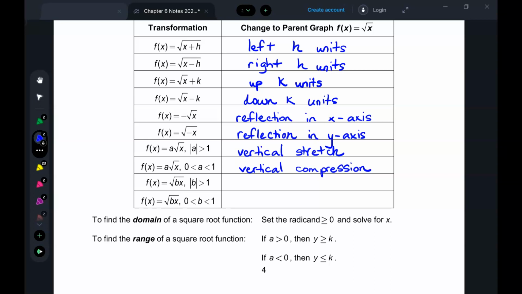Now, this is a new one. What happens, do you think, if underneath the square root there's a number multiplying x? We're going to have a horizontal compression or horizontal stretch. What do you think? Let's think of a couple of numbers real quickly. Here, I'll give you an example. 0.